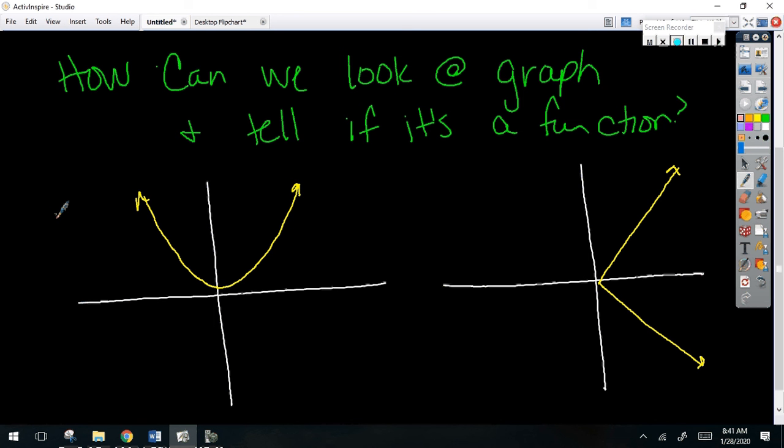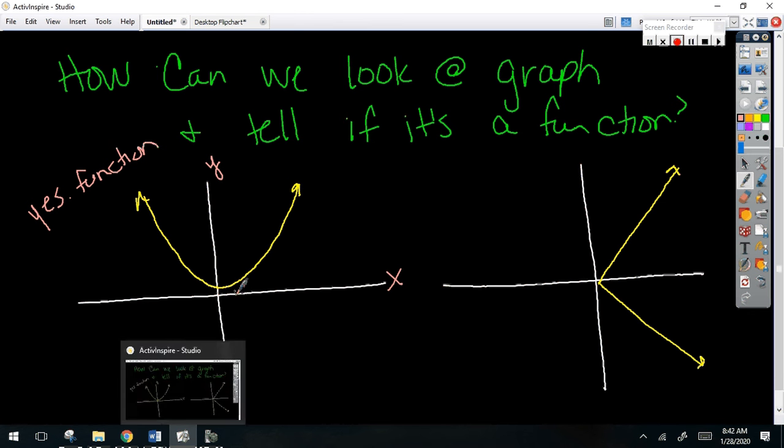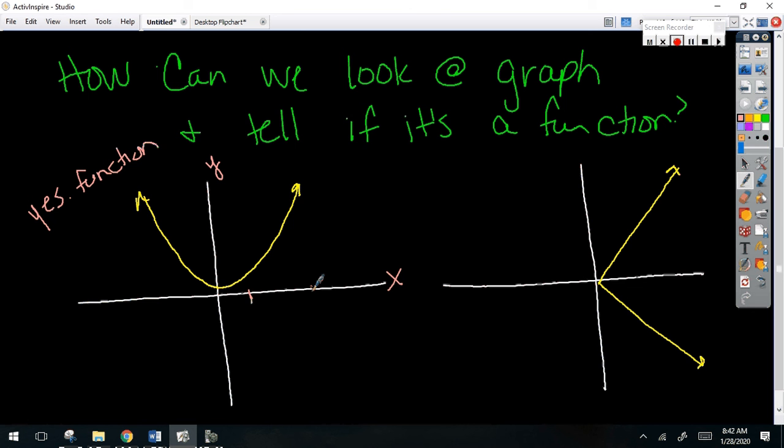So remember what makes it a function? One output for every input, right? Every input only has one output. Is the first one a function, yes or no? So I hear yes, it's a function. Why? All right, this is my x and this is my y, right? Every single time I go to an x, anywhere on here, there's only one y that goes with it. Do you agree? There's no repeating x that has two different outputs.